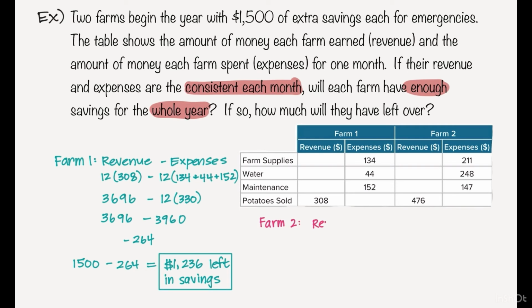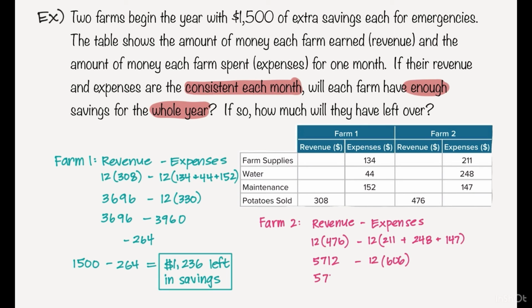We're going to find out how much revenue I made throughout the year for farm number 2 and subtract the expenses for the entire year. And their values are a little higher. So 12 times 476. And then for their expenses, I have 211 plus 248 plus 147. So when I multiply the first 2 numbers, I get $5,712. And then when I add those 3 expenses together, I get 606.